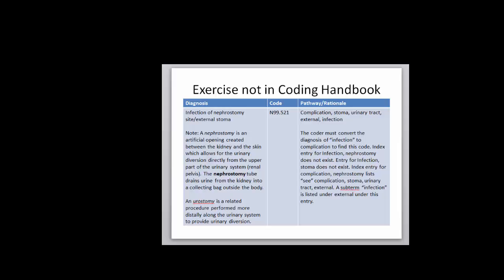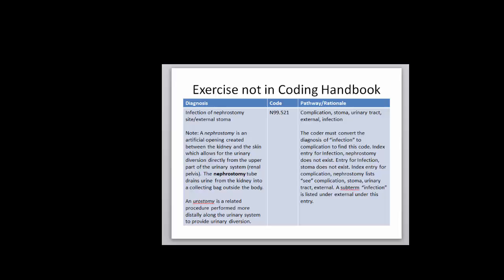Okay, the next one, infection of a nephrostomy site. I make a little note here that a nephrostomy and a urostomy are two different openings into the genitourinary system. The nephrostomy is with the upper part of the kidney, which is the renal pelvis, and the urostomy is lower down in the urinary system. It could be a lower part of the kidney or the bladder.